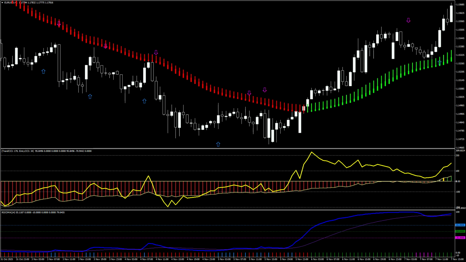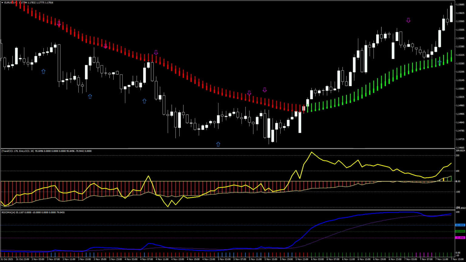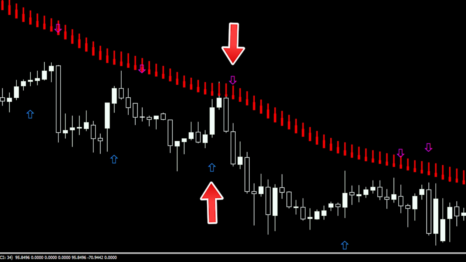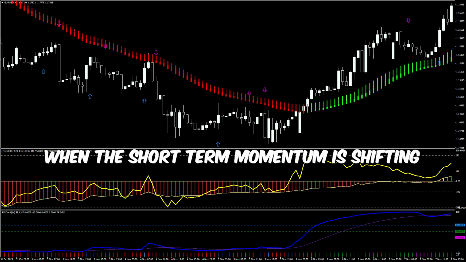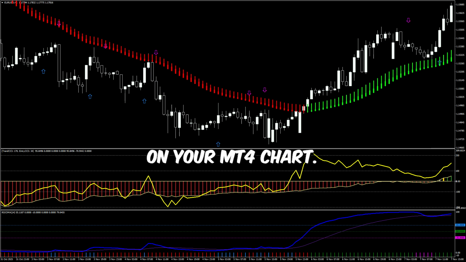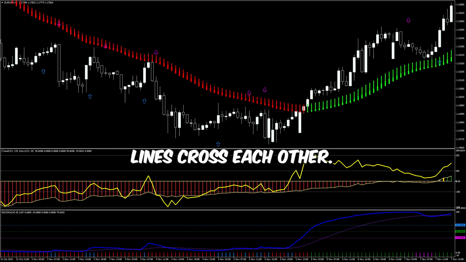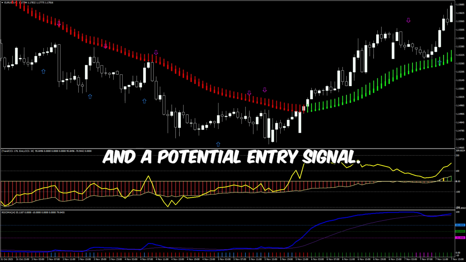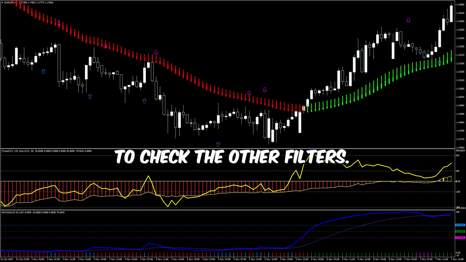Now, let's check our first indicator on the chart. We are using the default settings for this indicator. You can change moving average types and each moving average's value, but I leave default. This is the moving average crossover, and it serves as one of the signal triggers for this strategy. Its primary job is to alert us when the short-term momentum is shifting. On your MT4 chart, you will see 2 arrow types. When 2 moving average lines cross each other, it generates an arrow and a potential entry signal. However, we never trade on this signal alone. It is simply our heads up to check the other filters.